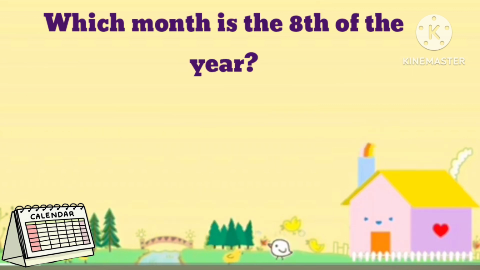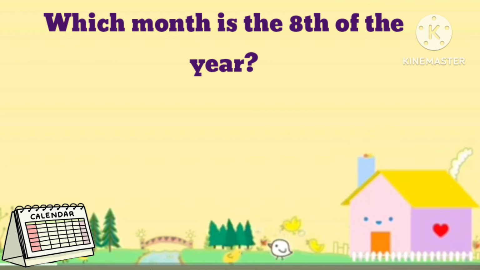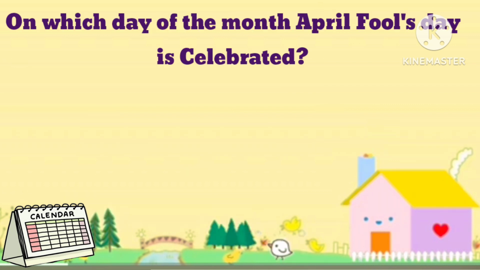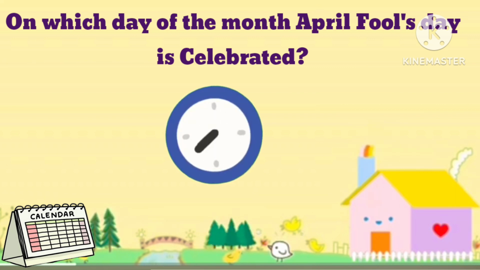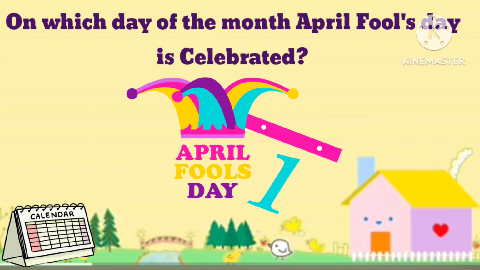Which month is the 8th month of the year? Yeah, August. August is the 8th month of the year. On which day of the month April Fool's Day is celebrated? Yeah, the first day of April is celebrated as April Fool's Day.